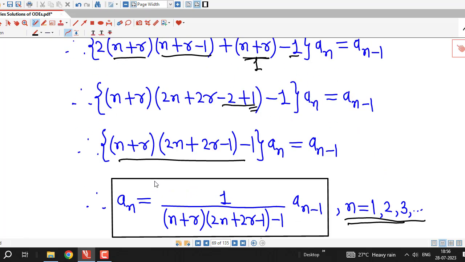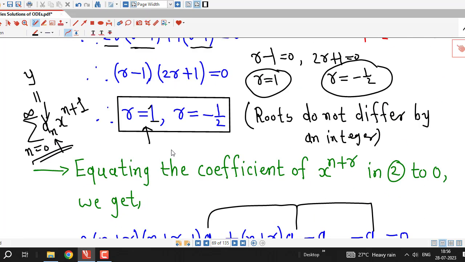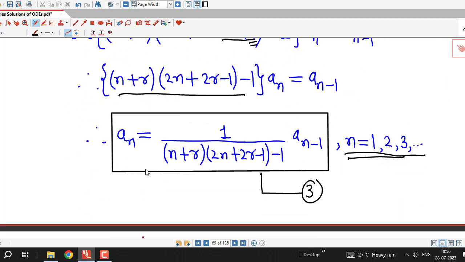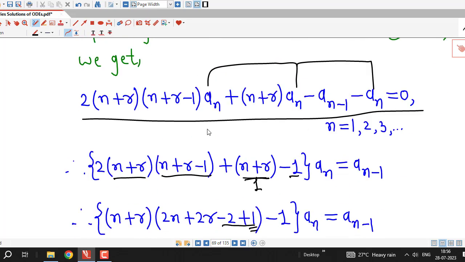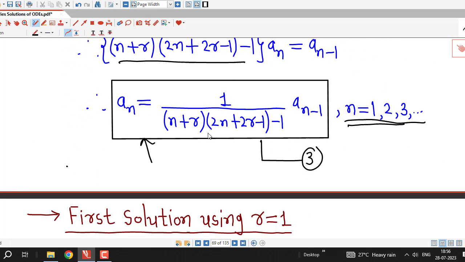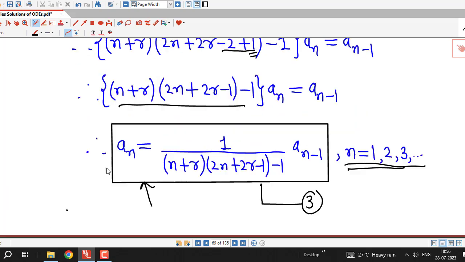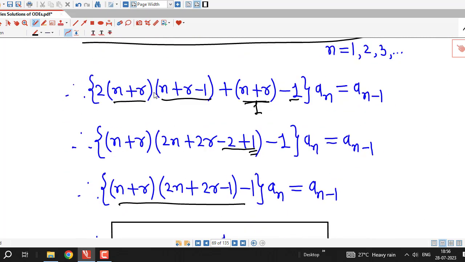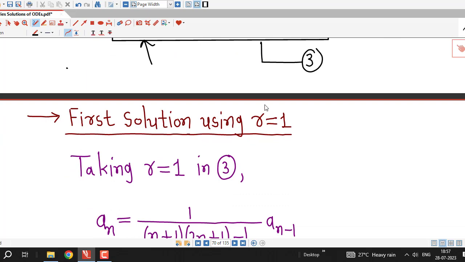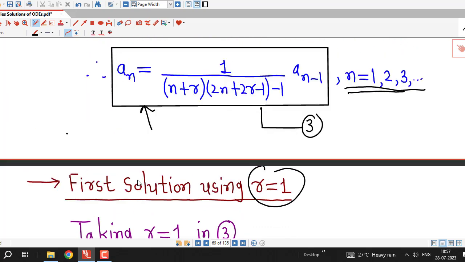Now we will consider r equal to 1 first, and using that value of r, we will determine the constants an, and we will write down the corresponding solution. Then we will put r equal to minus 1 by 2, again determine the coefficients an, and write down the second solution. So first I am writing for r equal to 1, that is the first solution using r equal to 1.